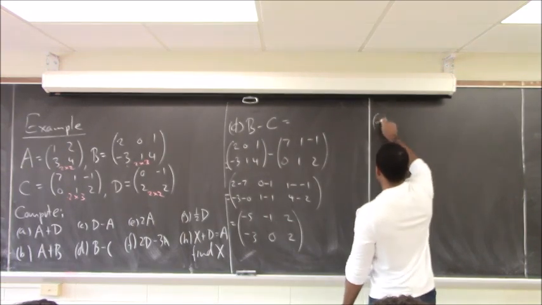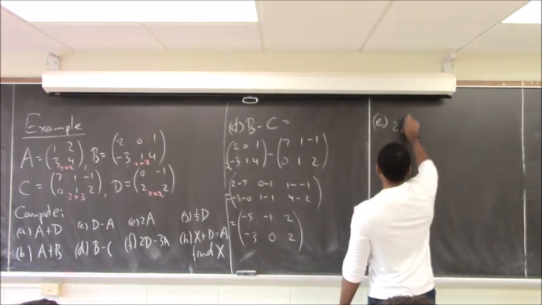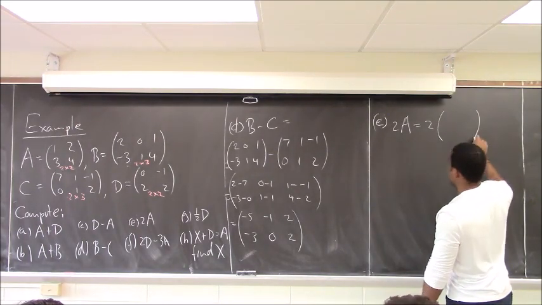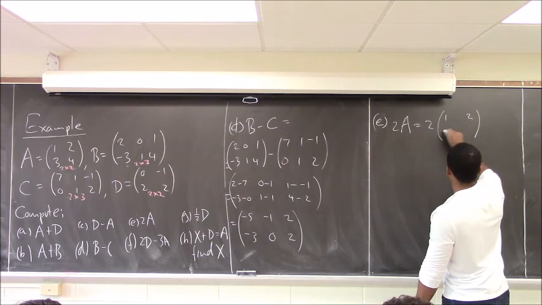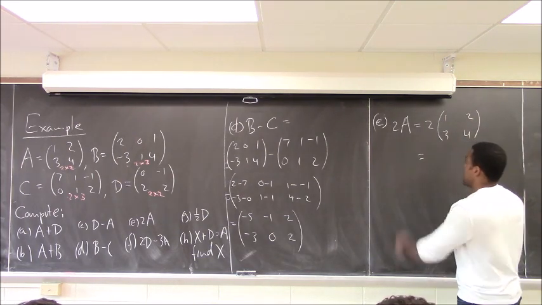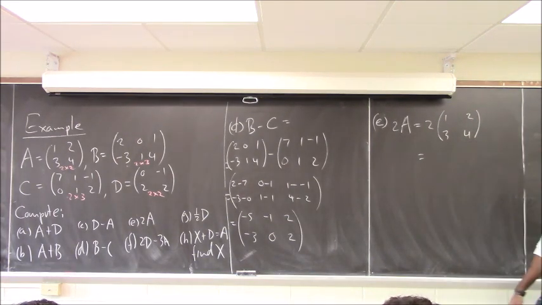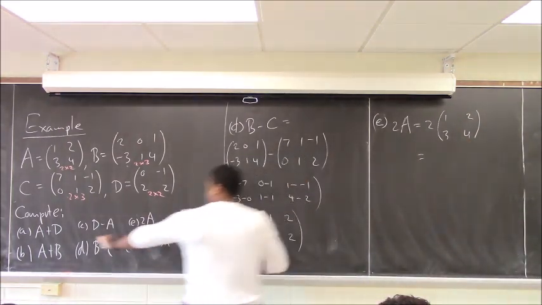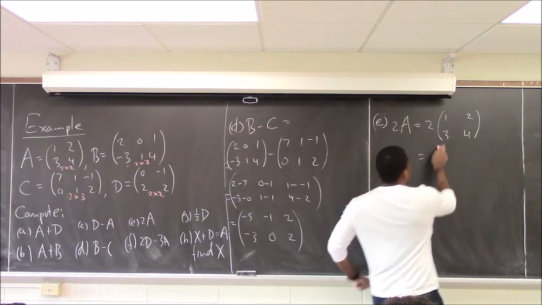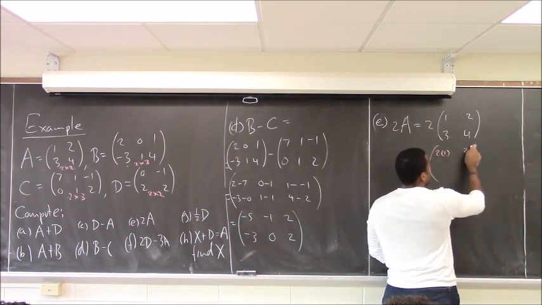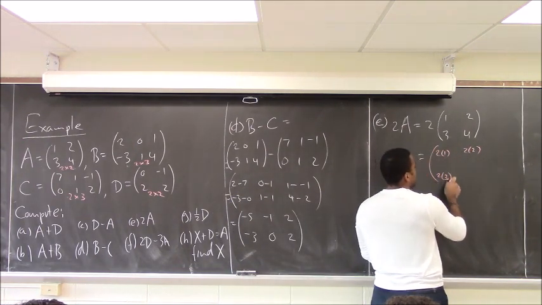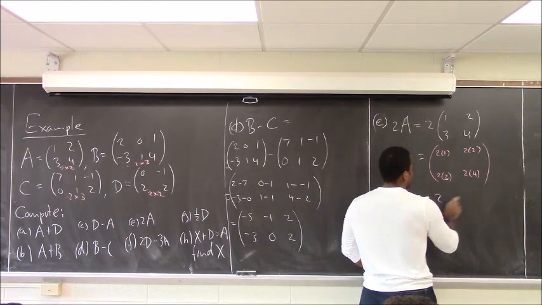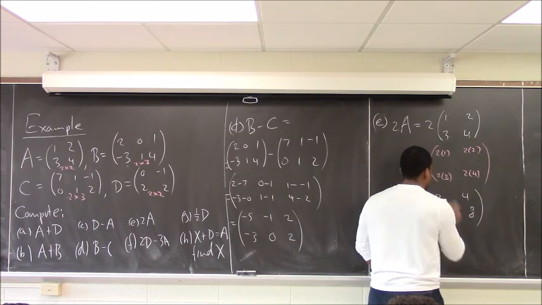E. 2A. So this one is slightly different. So it's 2 times the A, which here is [1, 2, 3, 4]. This is a scalar multiplication. So all we do is we take the scalar, we multiply each individual number. So again, you don't have to write this, but you should understand what's happening here. So this is the 2 times the 1, the 2 times the 2, 2 times the 3, 2 times the 4, which gives you 2, 4, 6, 8.